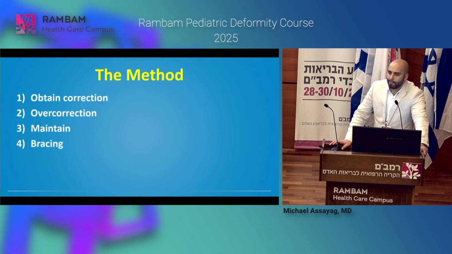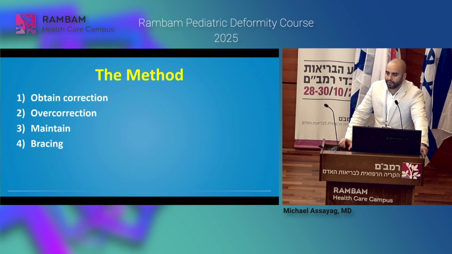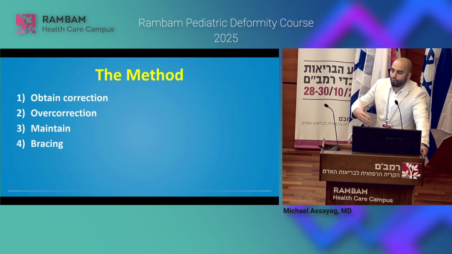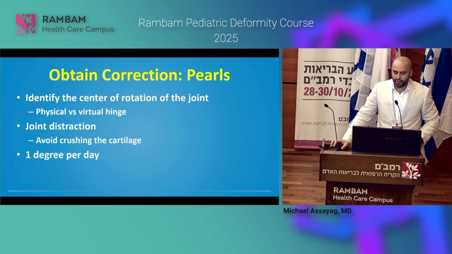So it's a 4-step method. It's a method in which we obtain the correction, we maintain it, we overcorrect it, we maintain it, and then we brace so that once the actual surgical process is done, we do not lose the ground that we've gained.